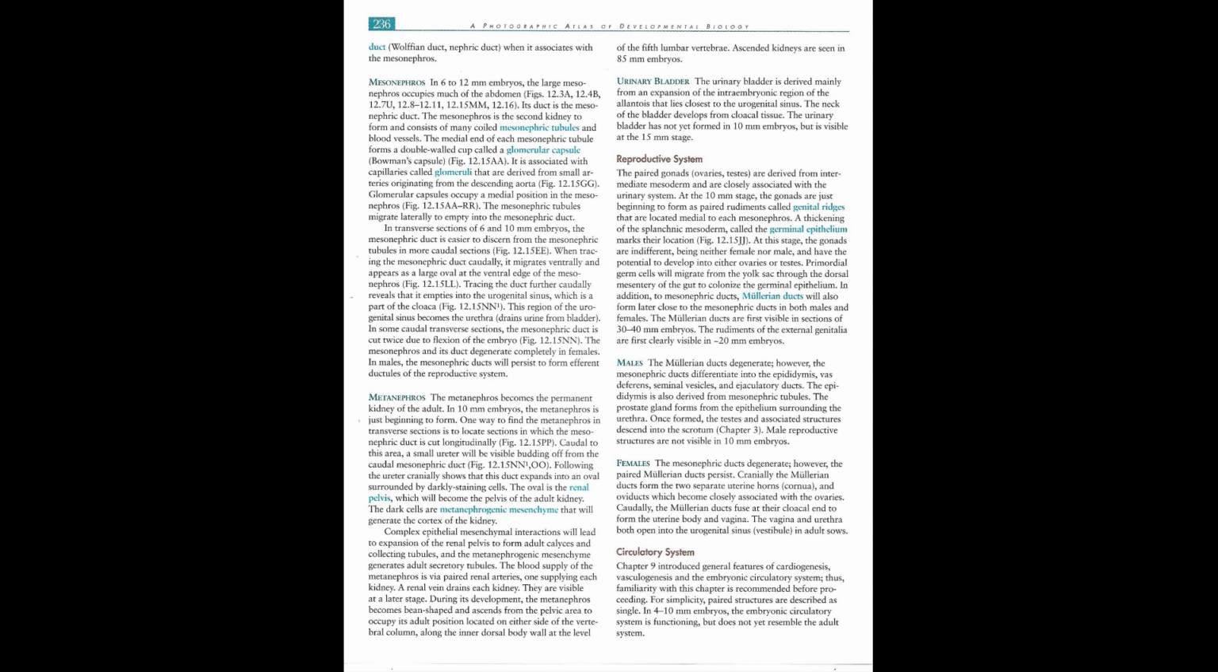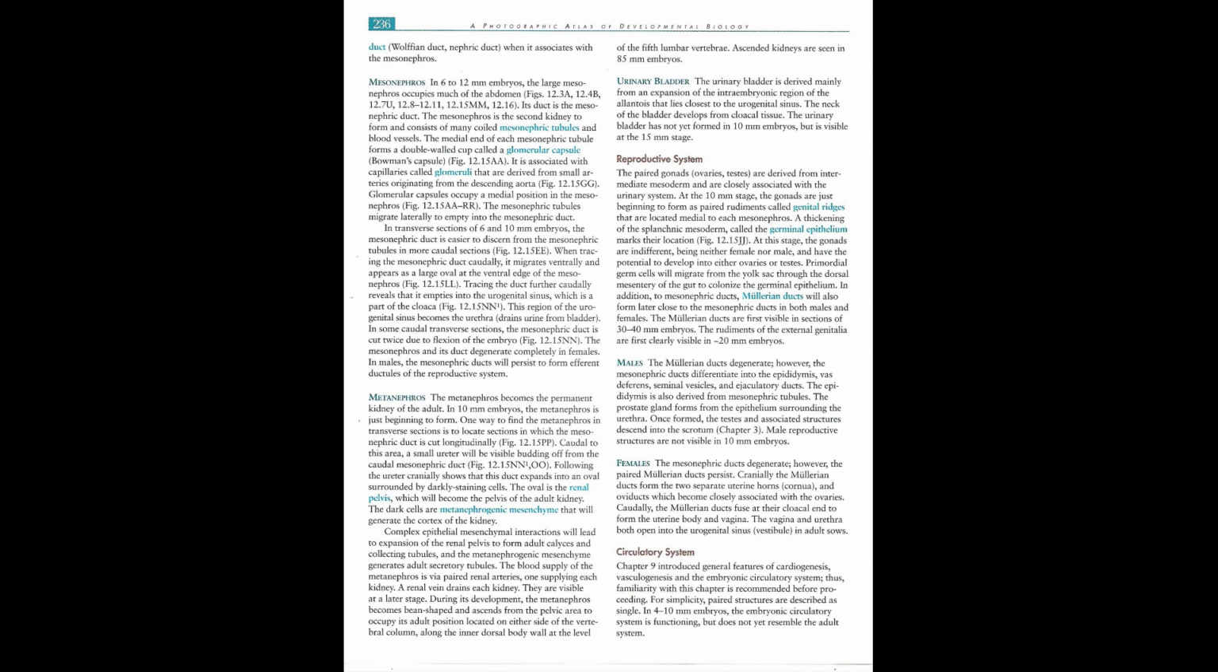Females. The mesonephric ducts degenerate, however, the paired Müllerian ducts persist. Cranially, the Müllerian ducts form the two separate uterine horns, cornua, and oviducts, which become closely associated with the ovaries. Caudally, the Müllerian ducts fuse at their cloaca end to form the uterine body and vagina. The vagina and urethra both open into the urogenital sinus, vestibule, in adult sows.